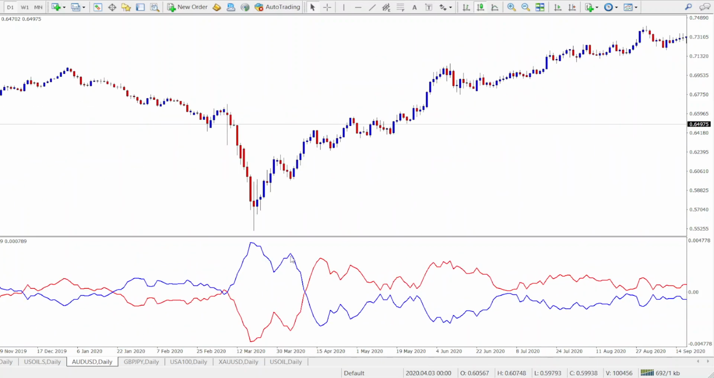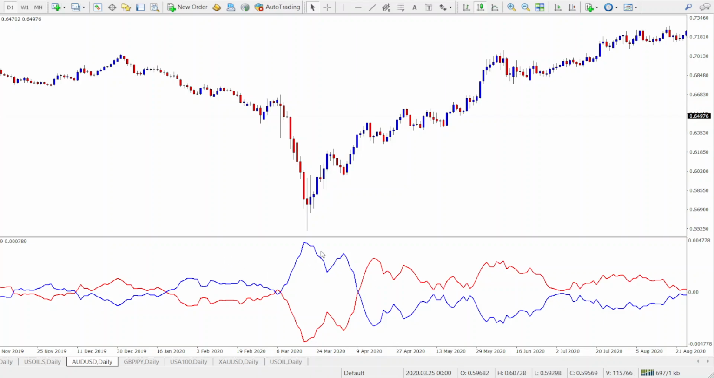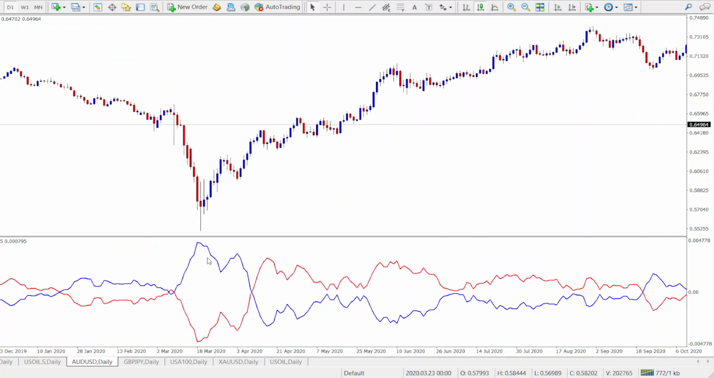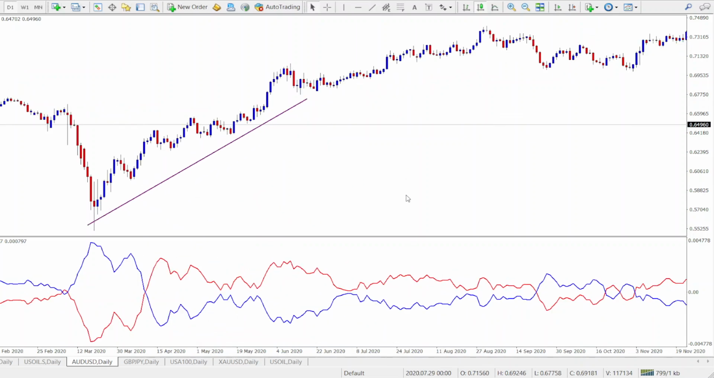So as you can see, whenever you have the blue line rise up and start coming down, it can show an incoming bullish trend. As we can see here, this is one example. When the blue line goes up and begins to come down, it's an incoming bullish trend, and we can see there was a bullish trend right afterwards.